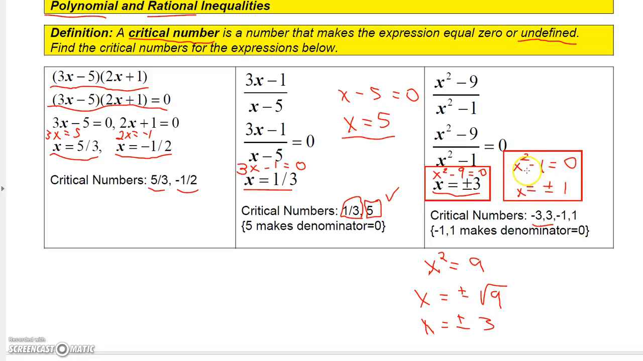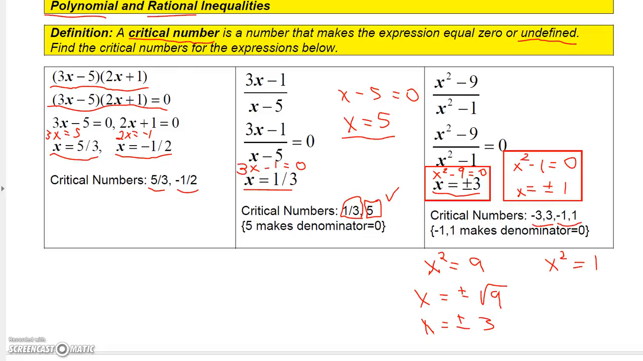So again, I could solve this by factoring into x plus 1, x minus 1, or I could just solve the equation x squared equals 1. And I won't go through that, but you would apply the square root theorem just like I did over here, and you would get x equals plus or minus the square root of 1, which would give you minus 1 and plus 1 as the solutions. So all four of these numbers would be considered critical numbers in this expression.